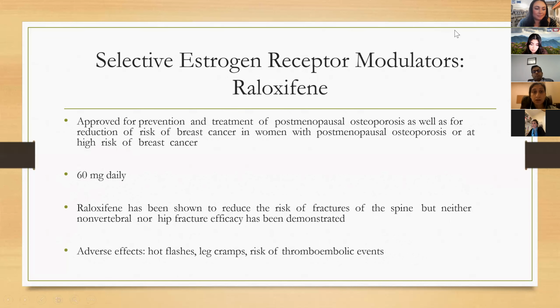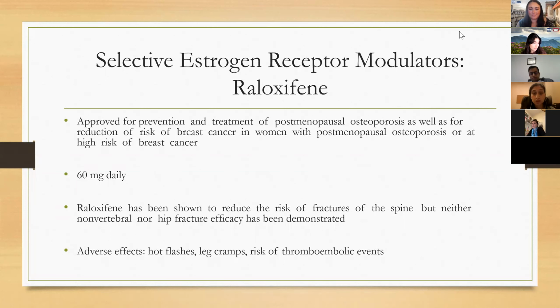And then we'll briefly discuss raloxifene as well. This is a selective estrogen receptor modulator. It's approved for prevention and treatment of post-menopausal osteoporosis, as well as for the reduction of risk of breast cancer in women with post-menopausal osteoporosis at high risk of breast cancer. It's given 60 milligrams daily.